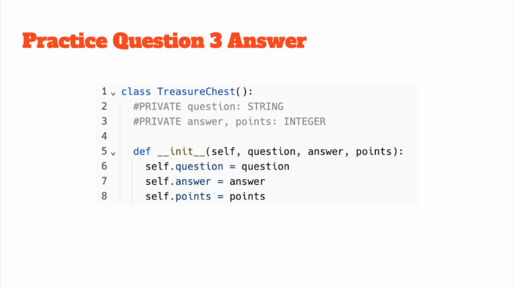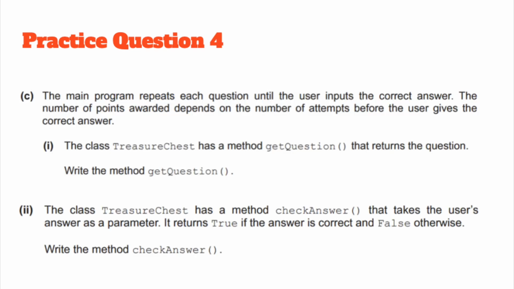And that's going to give you 1 mark for defining the class and the attributes, perhaps 1 mark for the constructor, 1 mark for assigning values. So possibly 3 to 4 marks here really. Okay, let's move on to the next part.